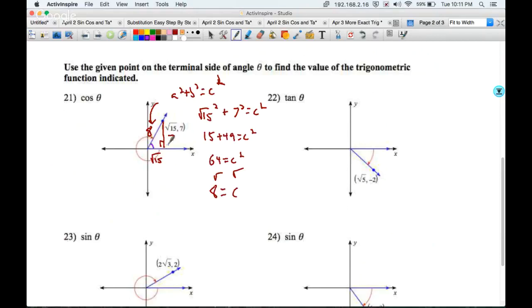Let's label everything opposite, adjacent, and hypotenuse based off of the interior angle here. This side's the opposite, this side's the adjacent, and this side's the hypotenuse. Adjacent over hypotenuse would then be this square root of 15 divided by that 8, square root of 15 over 8.